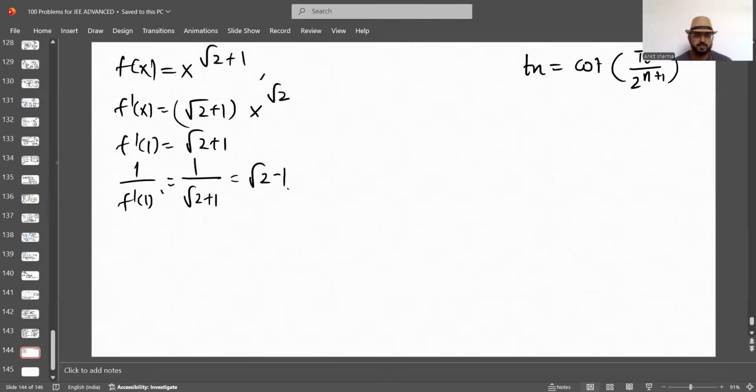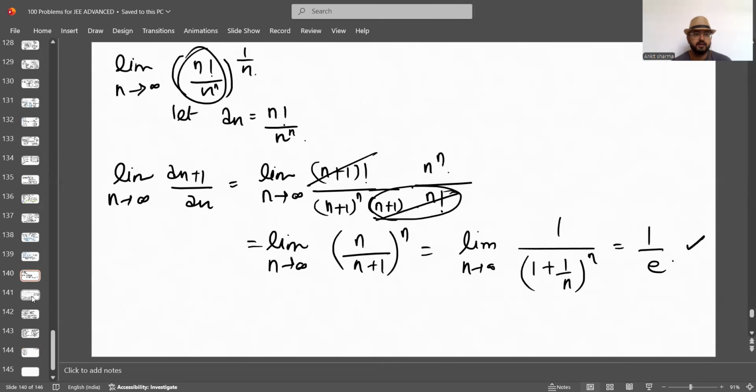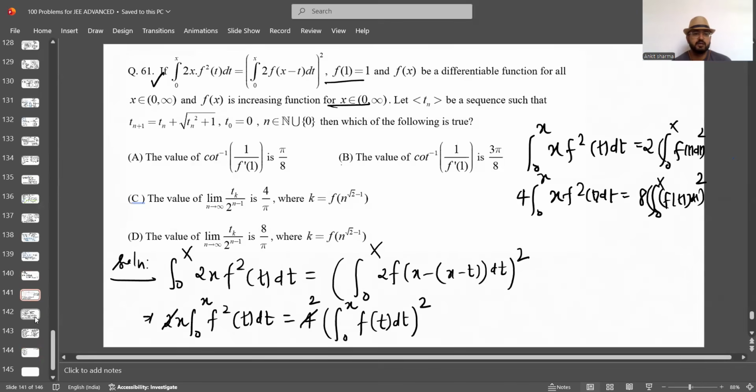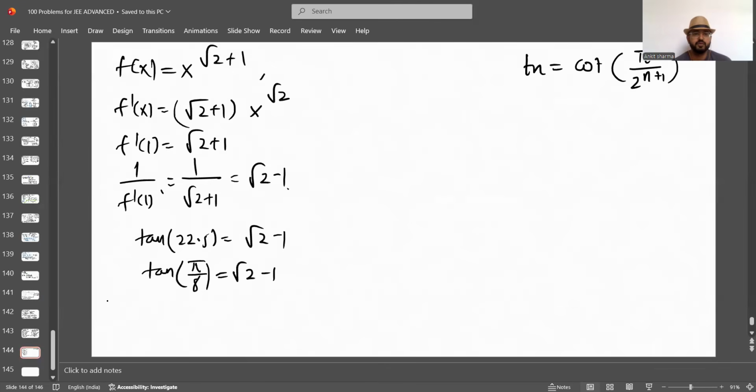Now root 2 minus 1 holds a special place in terms of tan. If you look at this, tan 22.5 is root 2 minus 1. So we need to write it in the proper form. Tan 22.5 is pi over 8, so tan pi over 8 is root 2 minus 1. And I need to get this in terms of cot inverse, so I write it in terms of cot. With cot, I can write cot of pi by 2 minus pi by 8, which will again be root 2 minus 1.